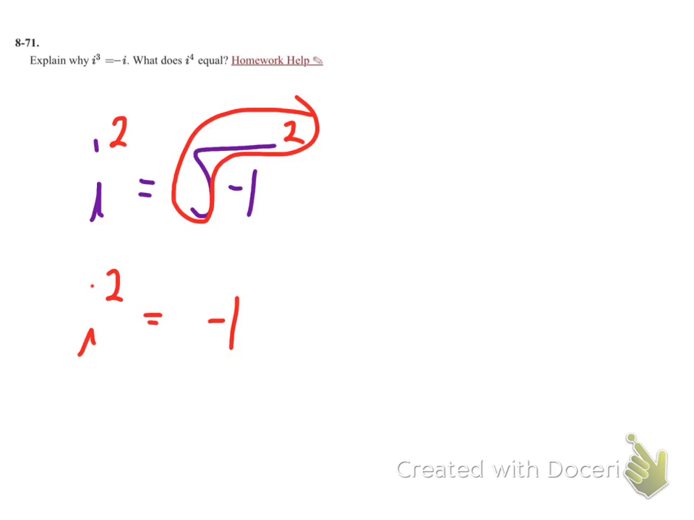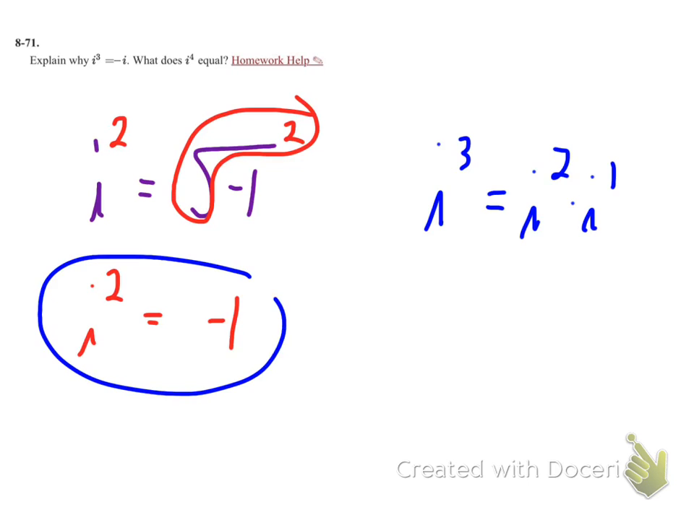That means that i to the third is going to be the same thing as i squared times i to the first. Well, i squared is -1, so that means we have -1 times i, which is then -i. So that's why i to the third equals -i.